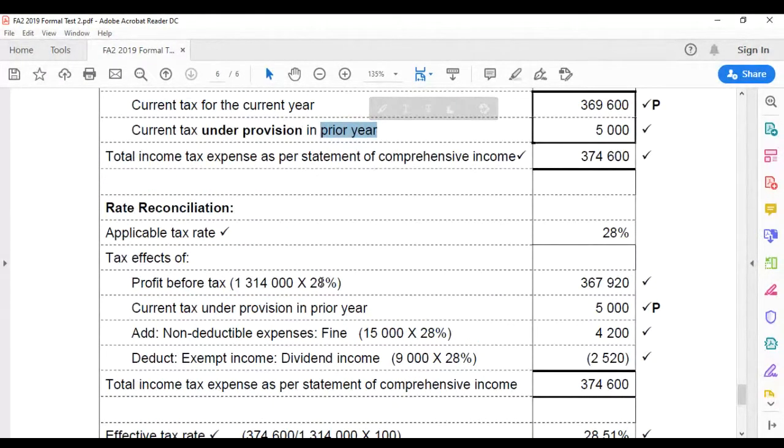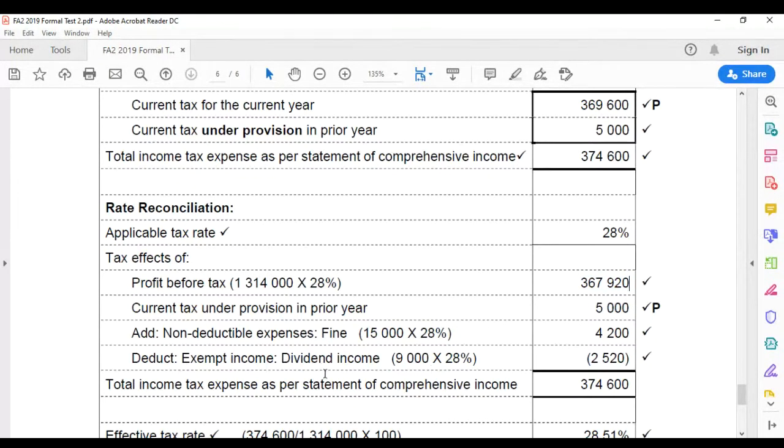Okay, so that was the first part of the income tax expense calculation. We took 1,340,000, but now we're going to disclose the tax effect. What is the effect that profit before tax had on our tax? This is what we are saying. What effect did the profit have on our tax? And our tax is at a rate of 28%. So the effect on our tax was that it created a tax expense. The profit before tax created a tax expense of 367,920 rands.